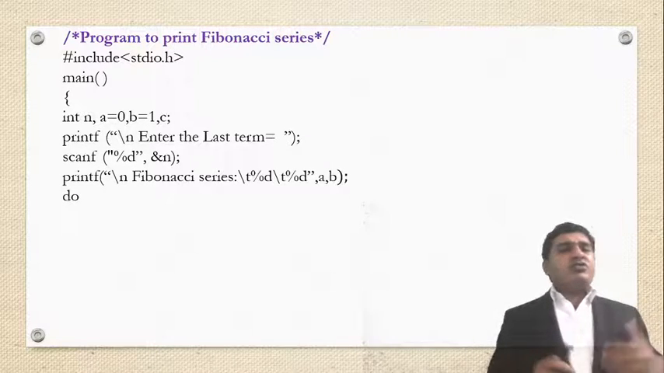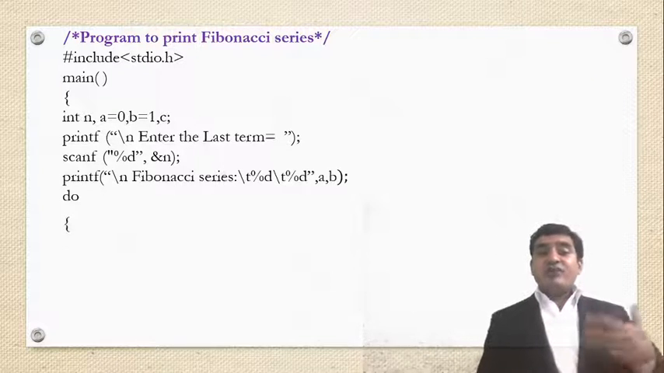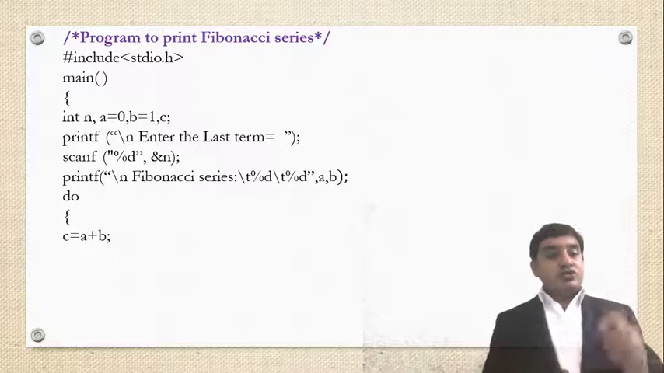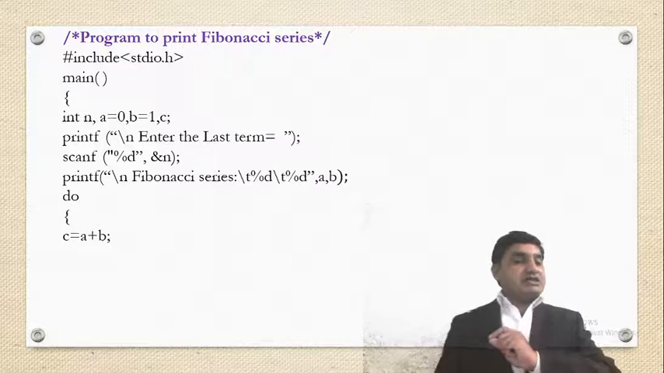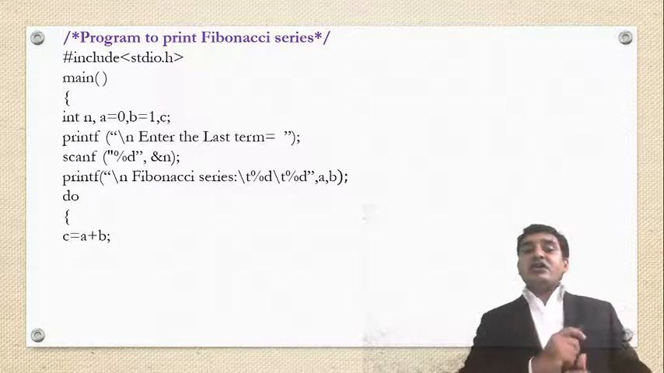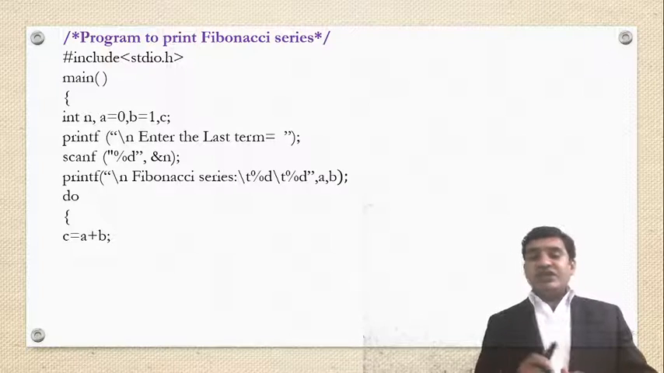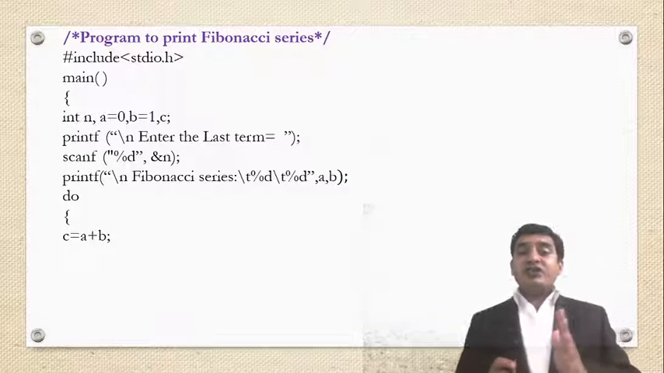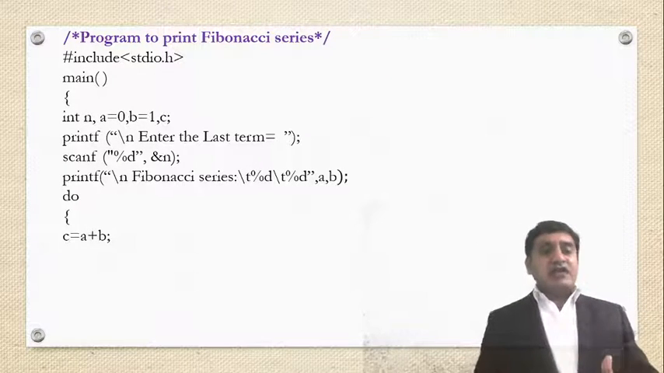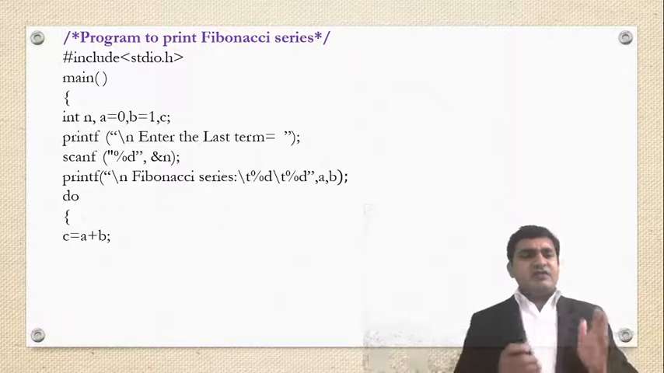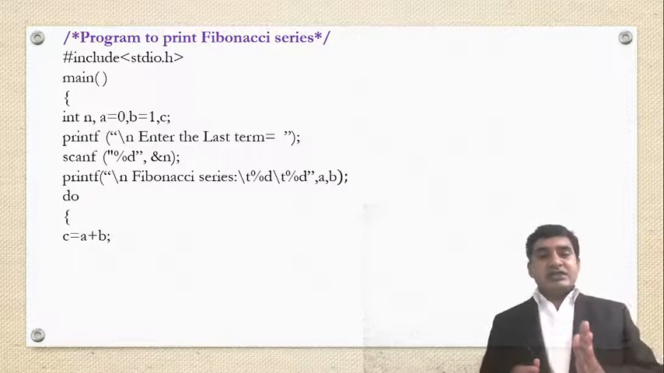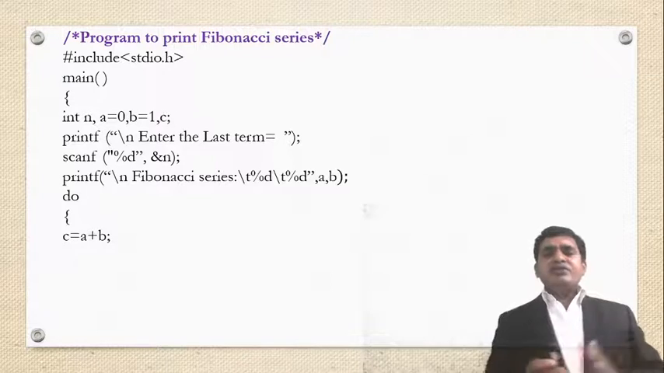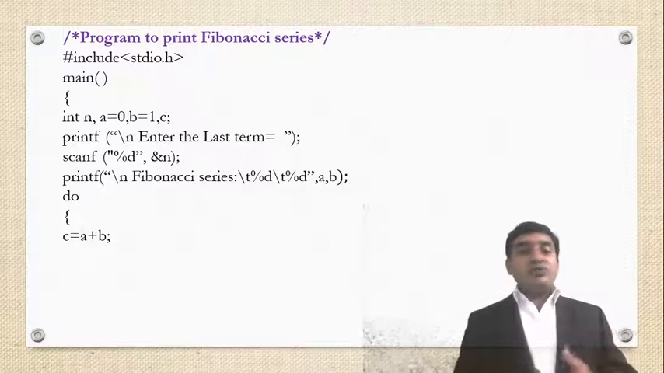Now we have to perform some operation. For that we use a do loop; actually it is a do-while loop. Do c is equal to a plus b. What is c? This is the third term of the Fibonacci series, the addition of the first term with the second term. We know that we get a Fibonacci series when the first term is added to the second term, then the term obtained is added to the next term. This process is carried out up to the last term.